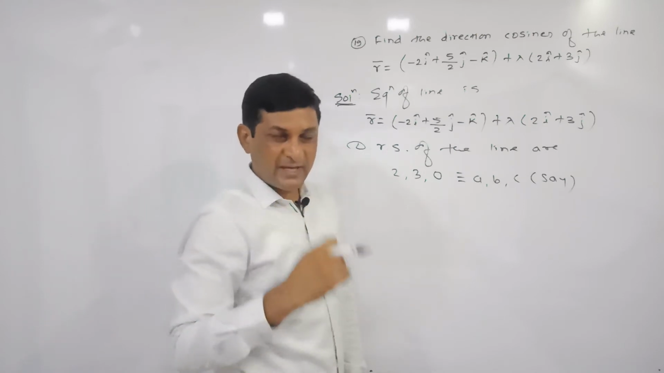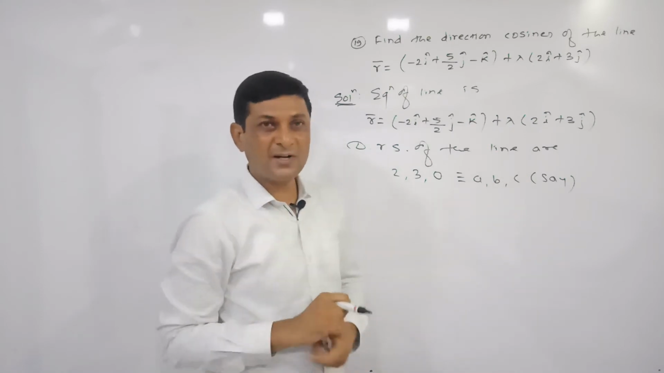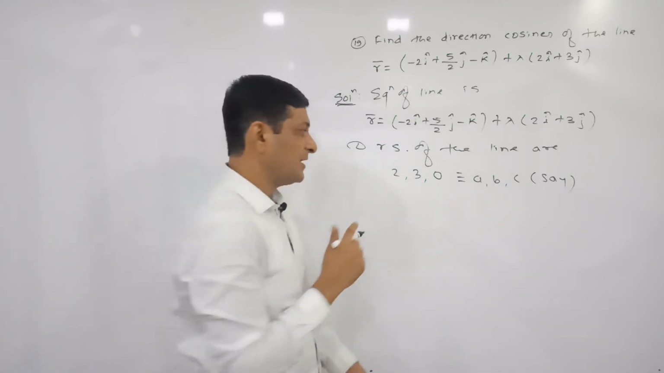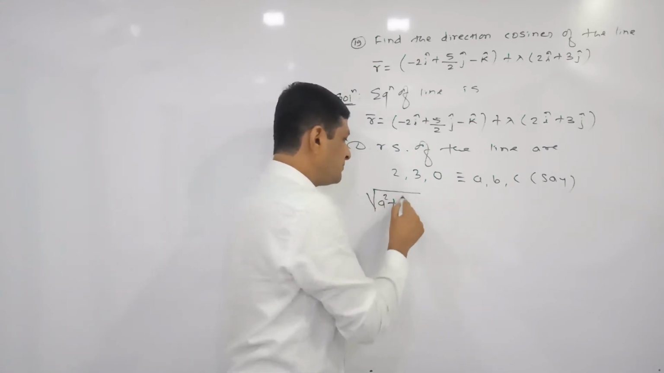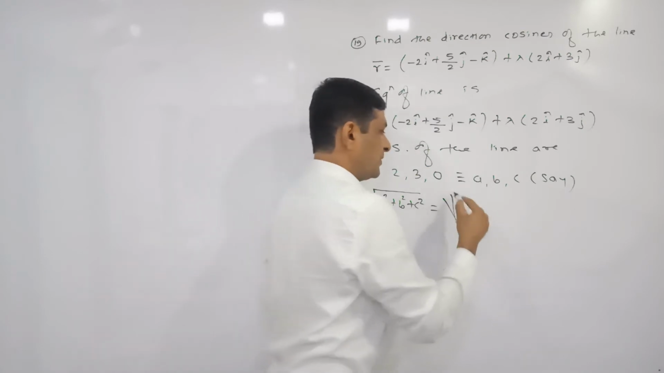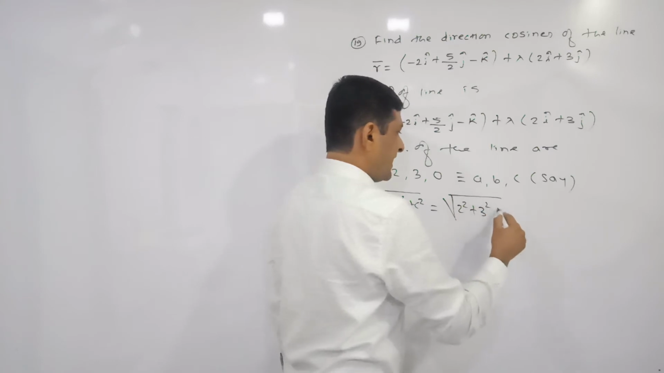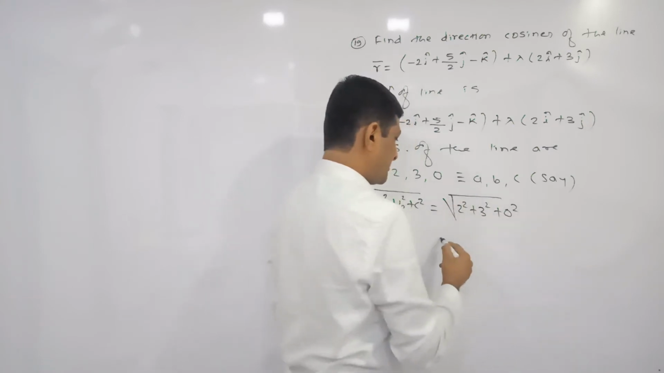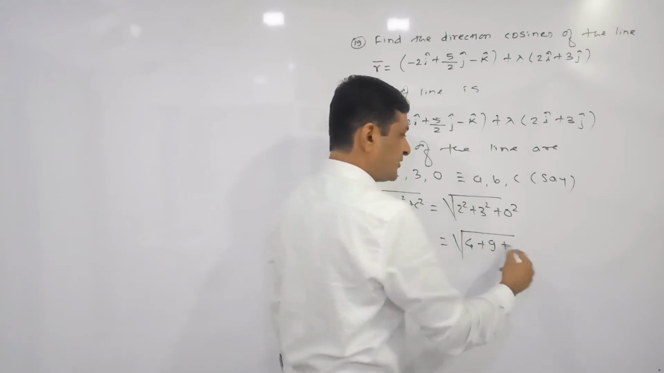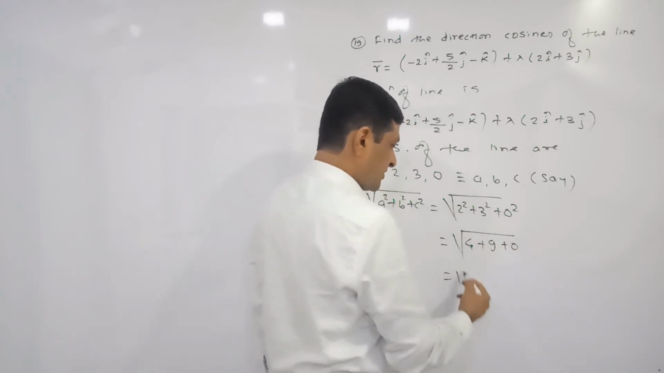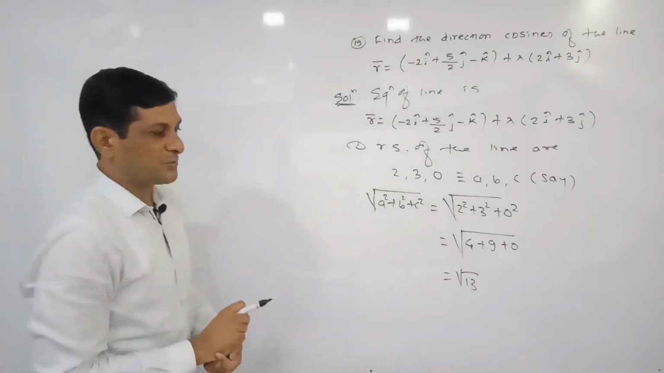a upon under root a square plus b square plus c square, b upon under root a square plus b square plus c square, c upon under root a square plus b square plus c square. So first we are finding the value of under root a square plus b square plus c square, which is equal to, what is the value of a here? 2 square, b square means 3 square and c square means 0 square. So under root, the square of 2 is 4, the square of 3 is 9 and the square of 0 is 0. So 9 plus 4 is equal to 13.